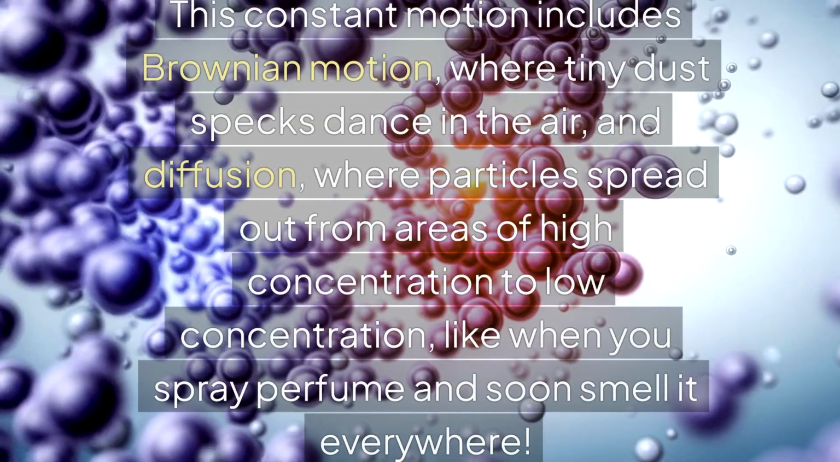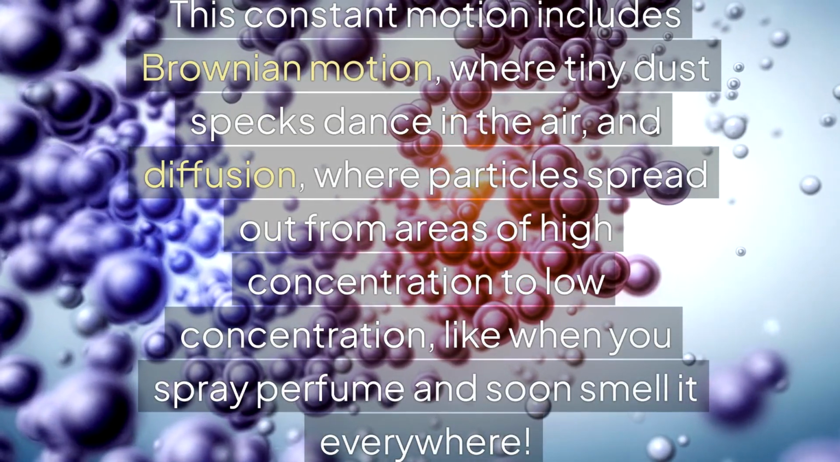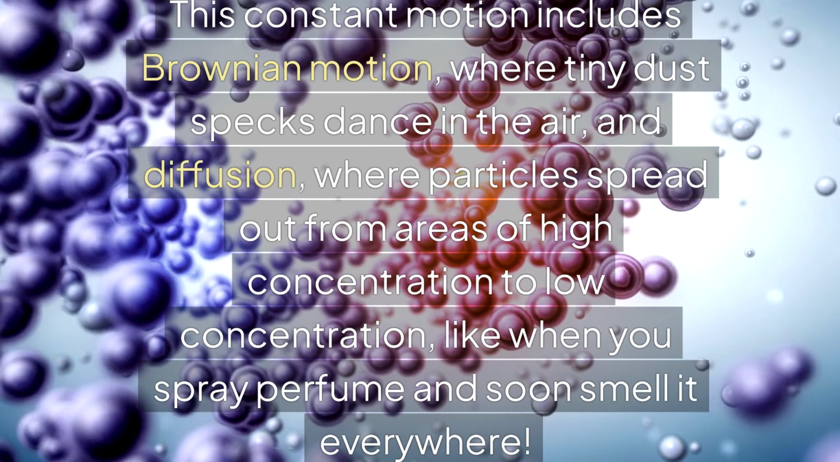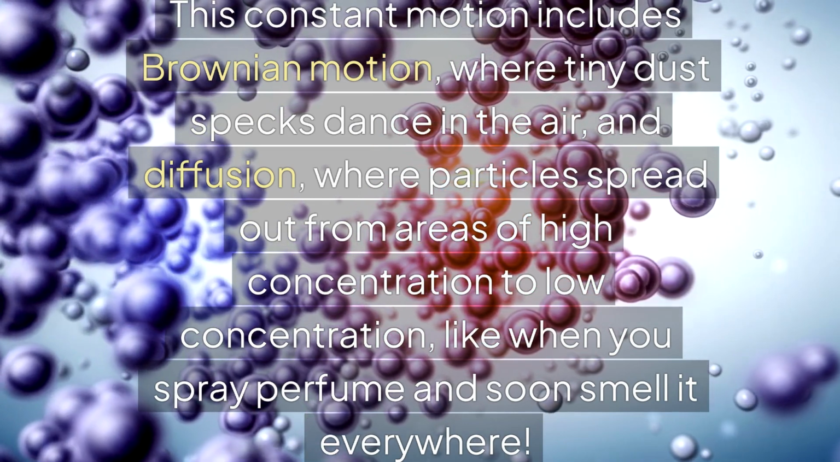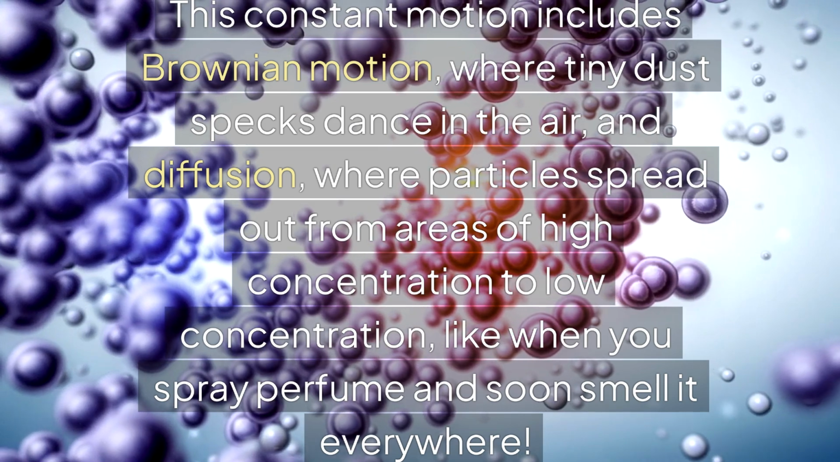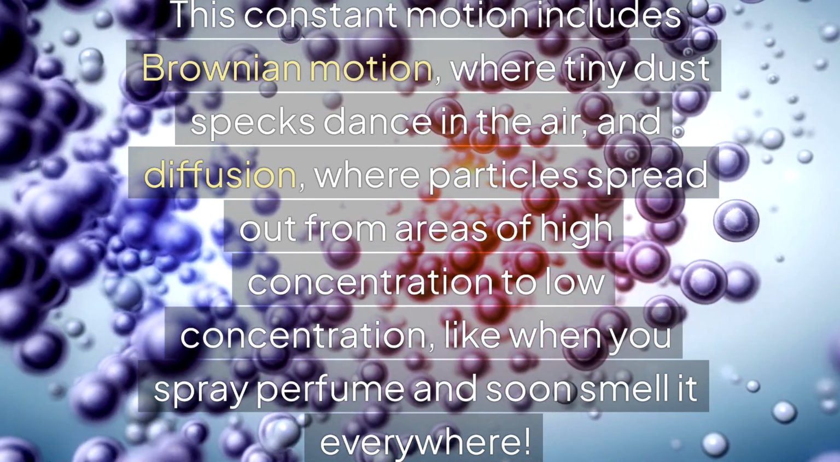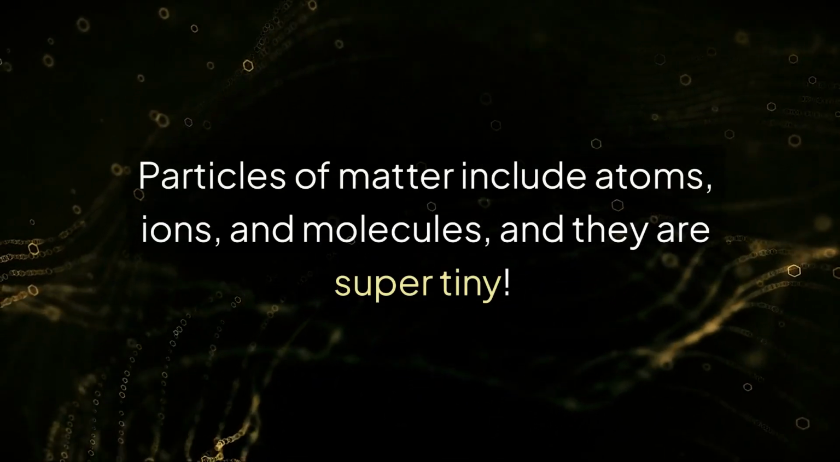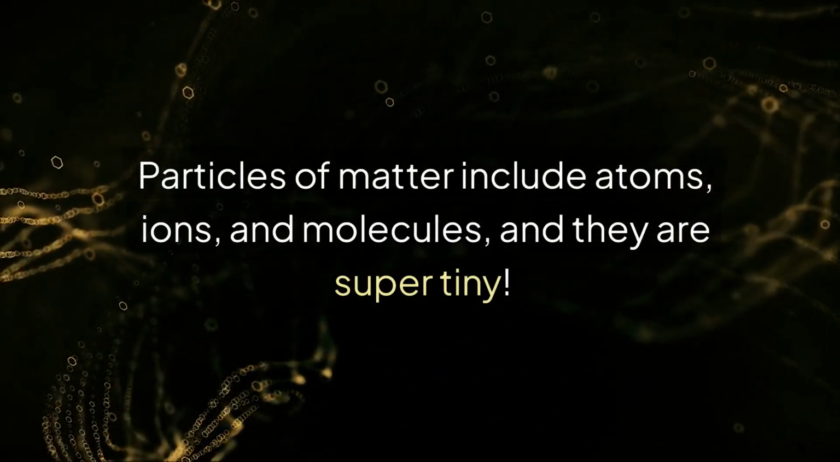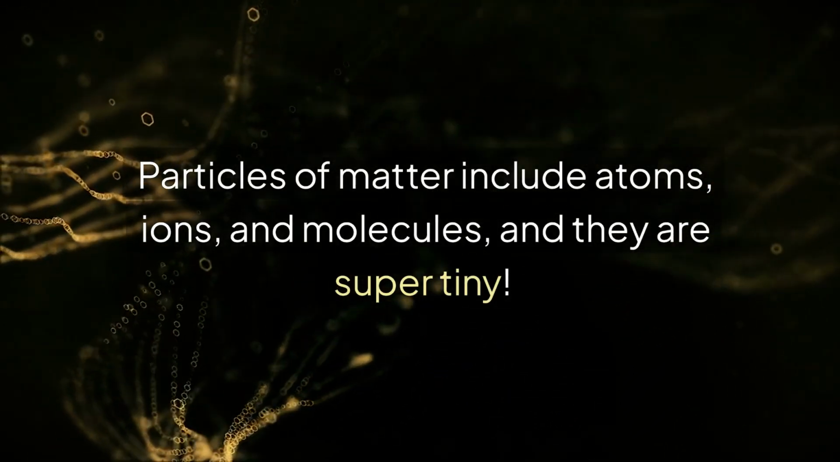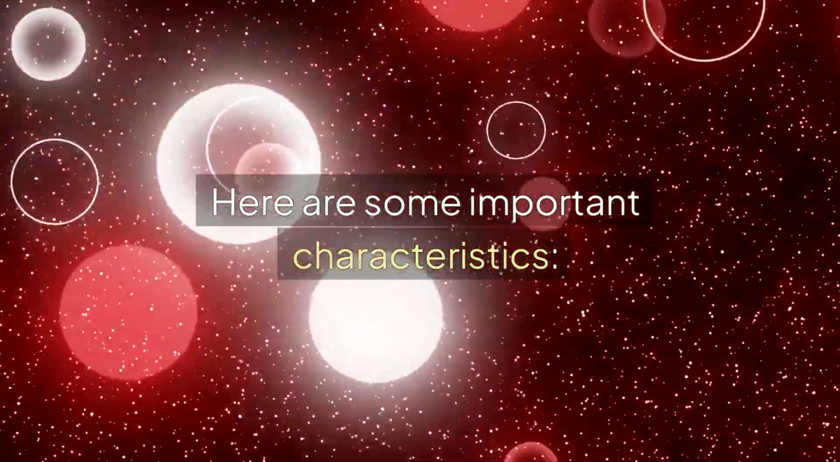This constant motion includes Brownian motion, where tiny dust specks dance in the air, and diffusion, where particles spread out from areas of high concentration to low concentration, like when you spray perfume and soon smell it everywhere. Particles of matter include atoms, ions, and molecules, and they are super tiny. Here are some important characteristics.